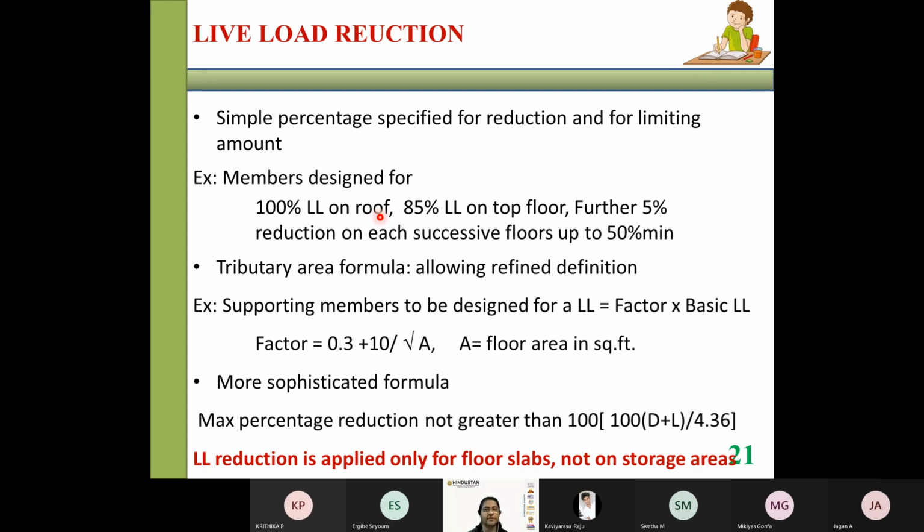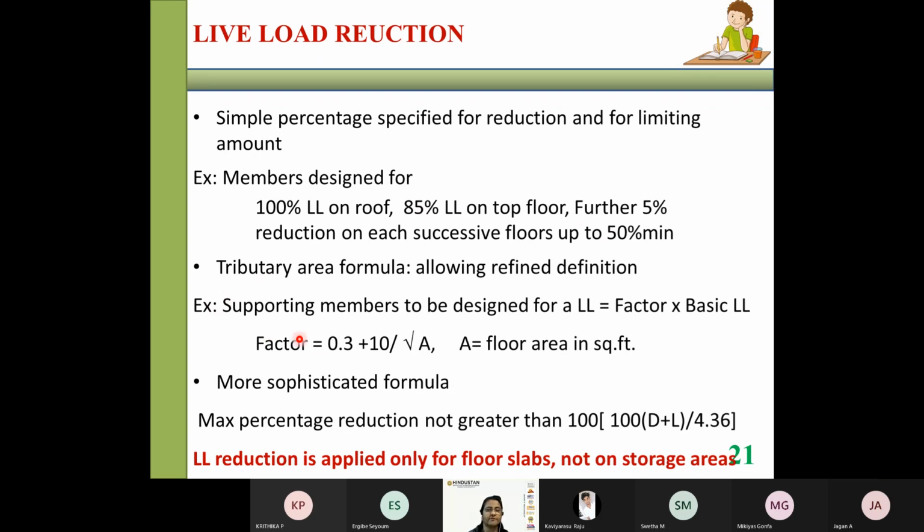Similarly, if there is a flood, there is a chance of people moving onto the roof, and there will be an accumulation of occupancy there. So at any cost, 100% live load on the roof has to be taken. Depending upon that, a minimum of 50% reduction we can have in the successive lower floors. So this is one live load reduction technique we can use.